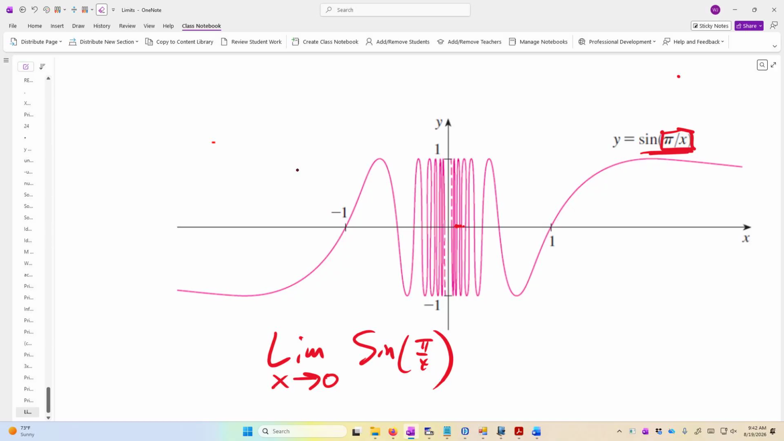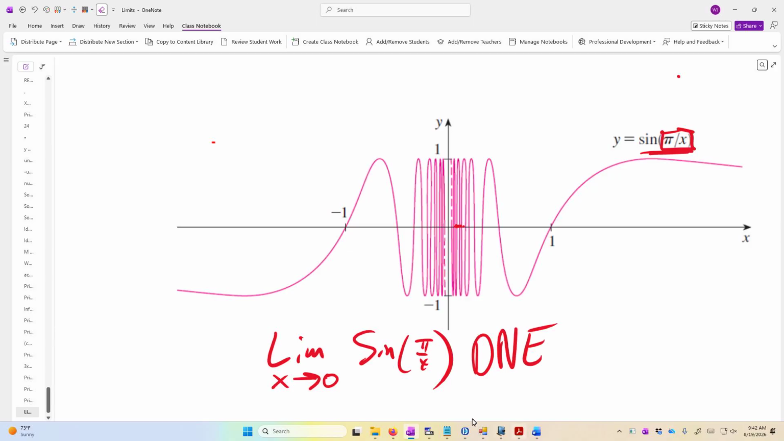It keeps oscillating. So the closer we plug in values to 0, the closer the inside goes to infinity, and sine just keeps oscillating back and forth. You get this really cool graph. So this, both from the left and from the right, doesn't approach a single number. It'll never be greater than 1. It'll never be less than -1. But it does not approach a number, so this does not exist. This is called an oscillating discontinuity.